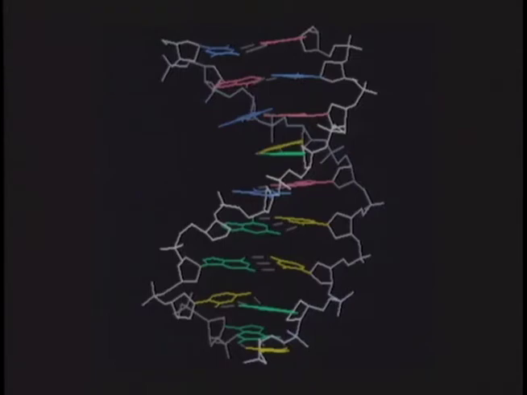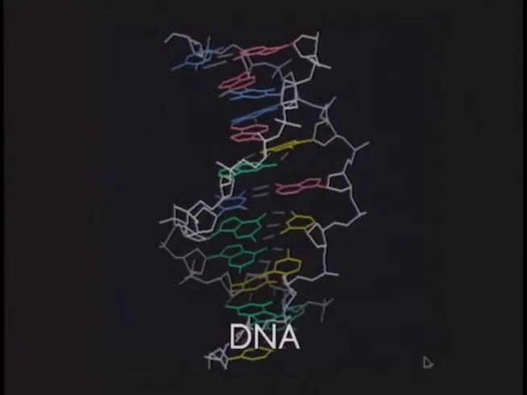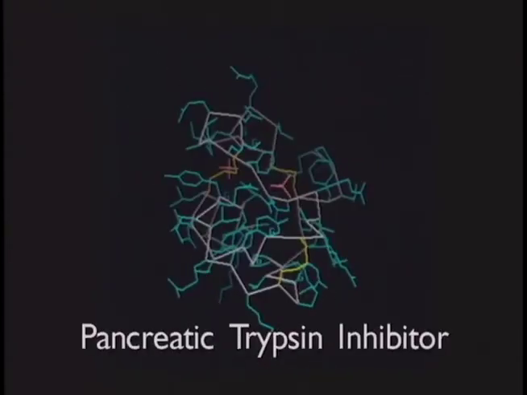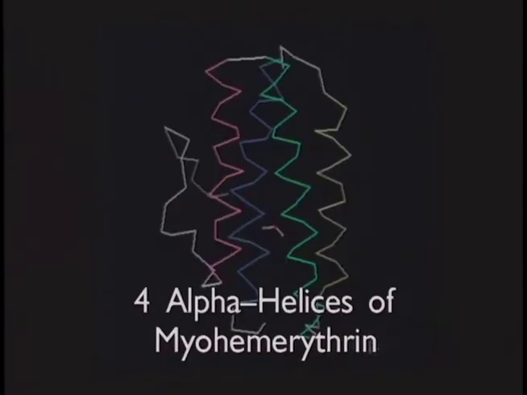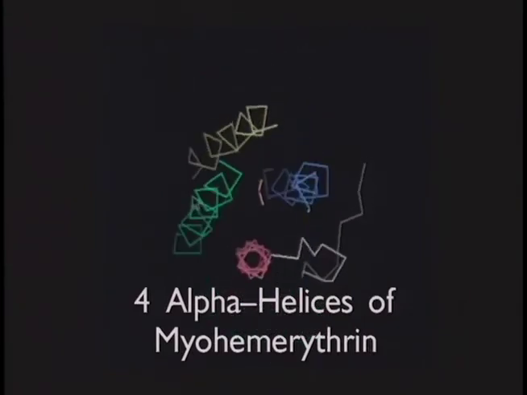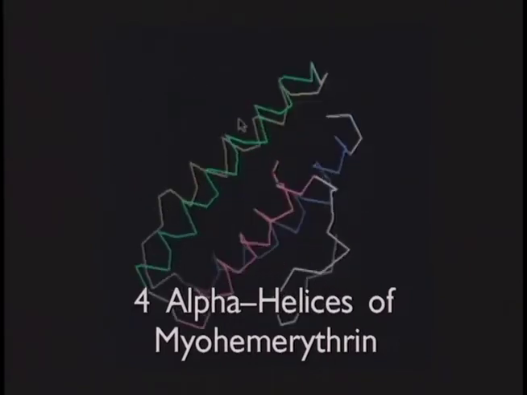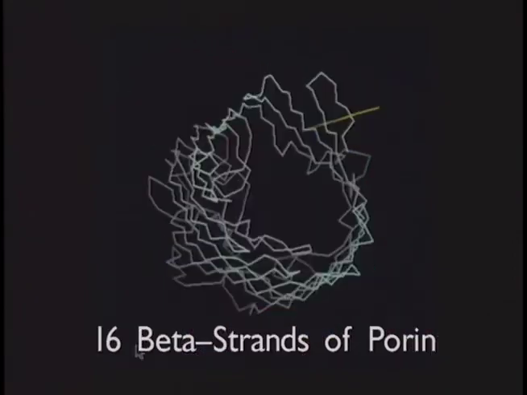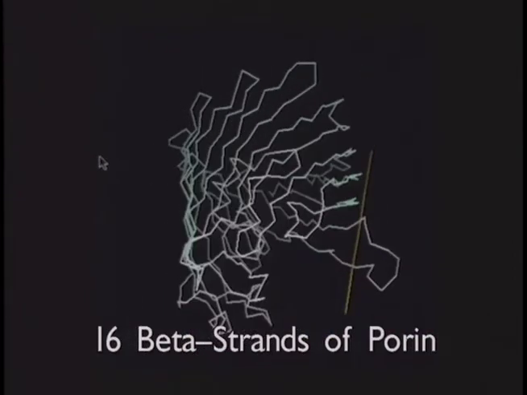Humans contain trillions of cells whose structure is specified by only a few billion bits of information contained in the individual's DNA. The three-dimensional coordinates of each atom, contained in each protein, contained in each copy of the protein, contained in each cell, are not explicitly listed in the DNA. Instead, there is a massive reuse of certain basic constructions. In proteins, these basic constructions include alpha helices, 4 of which are shown here, and 8 of which are shown here, and these 16 beta strands.